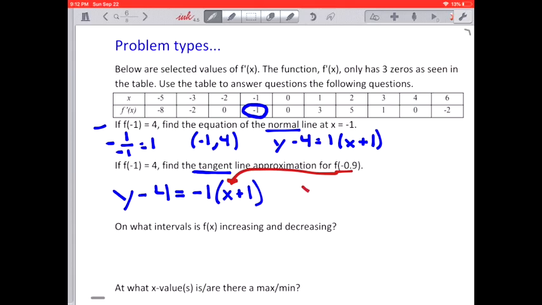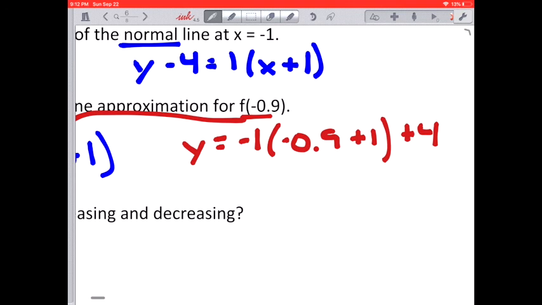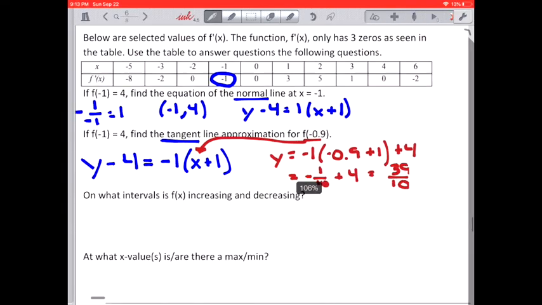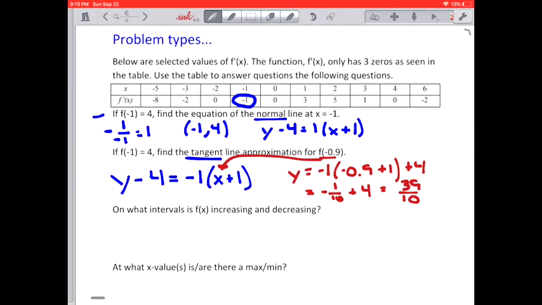So, I get that it's approximately negative 1 times negative 0.9 plus 1. Add the 4 from the left side. I see that on the inside of this, I will get a positive 1/10. So I end up with negative 1/10 plus 4, which is equal to 39/10 or 3.9. If you had the original function, you could compare it, and because -1, where I computed the tangent line, and the x value -0.9 are not that far apart, my approximation should be pretty good.